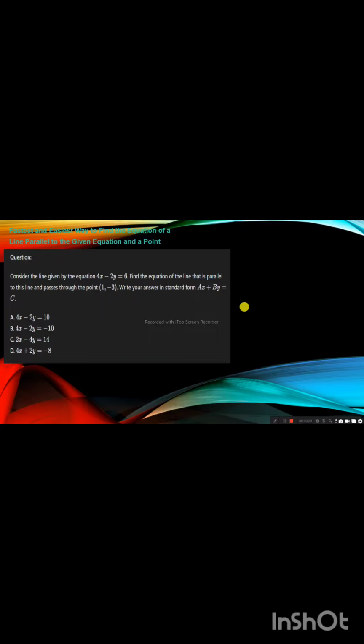Hi everyone, so today I'm going to teach you the fastest and easiest way to find the equation of a line which is parallel to a given equation and passes through a given point. So the question goes this way.